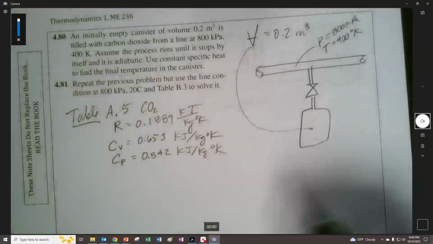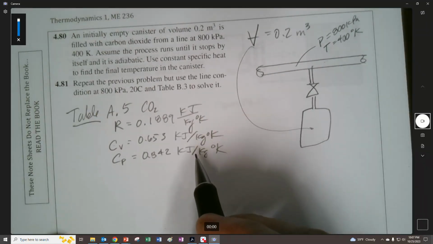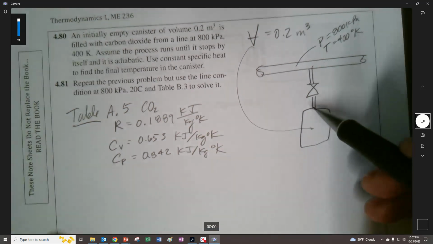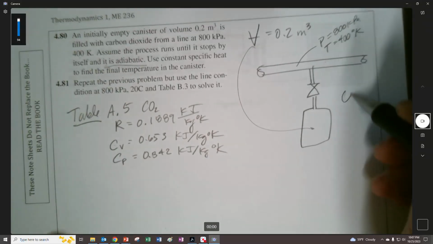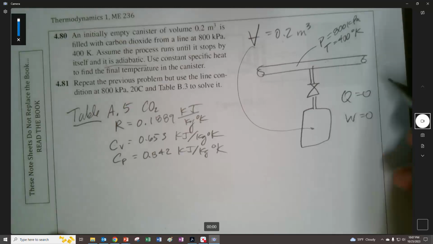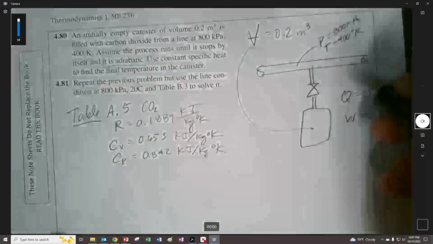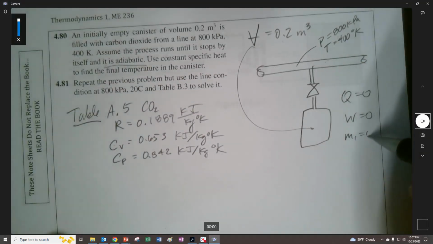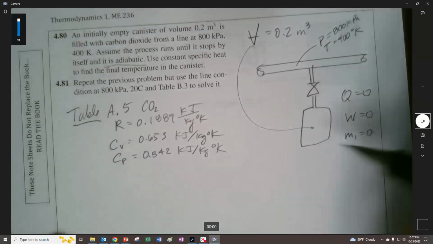And almost the point of all of these transient problems is just to play a mind game with you. We're going to say that it's an adiabatic process, therefore Q is going to be equal to 0. We already know that work is going to be equal to 0 because there's nothing to make it do anything. It's initially empty, so M1 is equal to 0. All these assumptions and all these words are going to cancel things out.